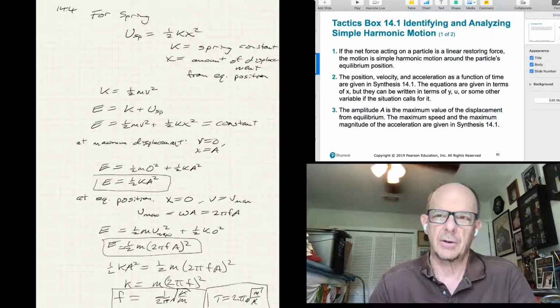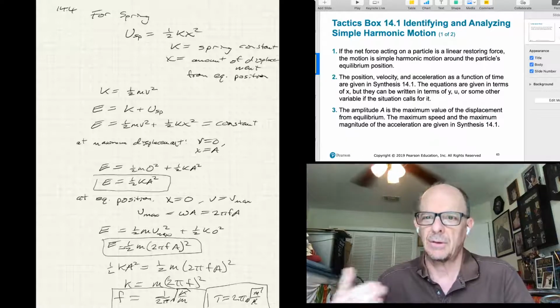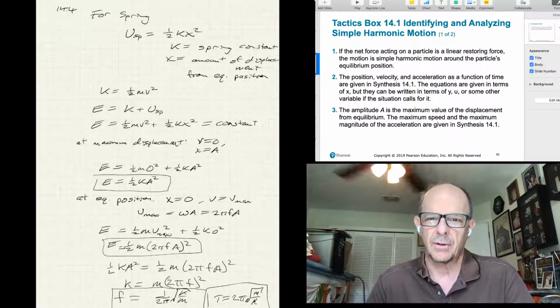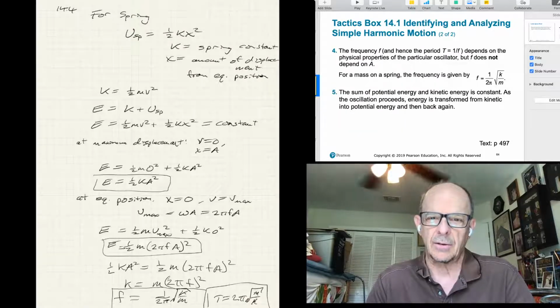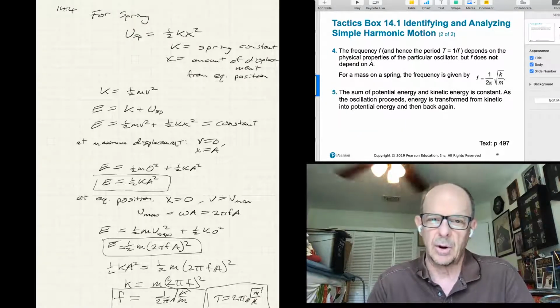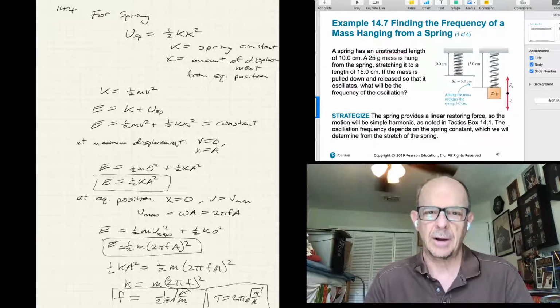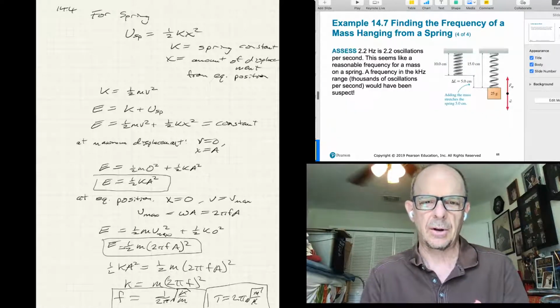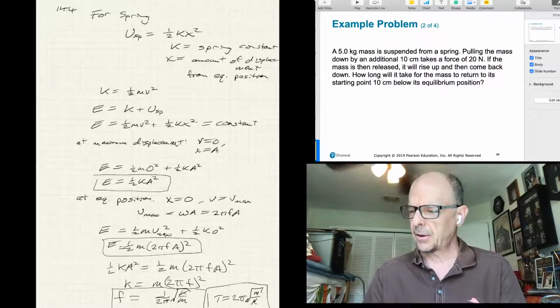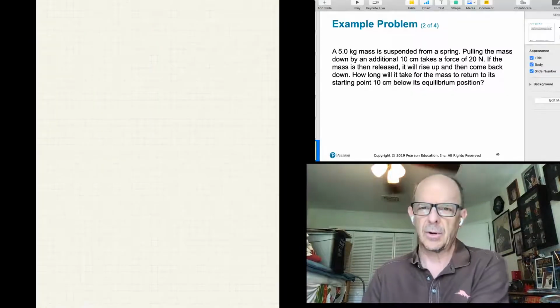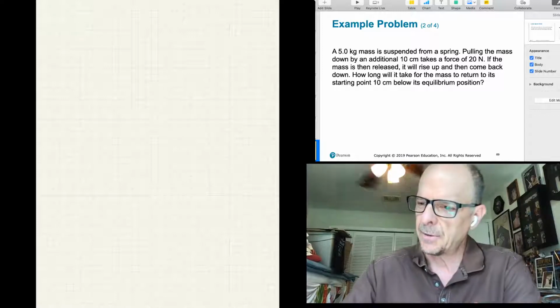The tactics box, always follow these tactics boxes when you are solving these problems. Go step by step in solving these things. And then we've got these equations for the frequency for a mass on a spring. So let's do our own example problem here. You can look at the one that the book has provided, but let's do our own example.